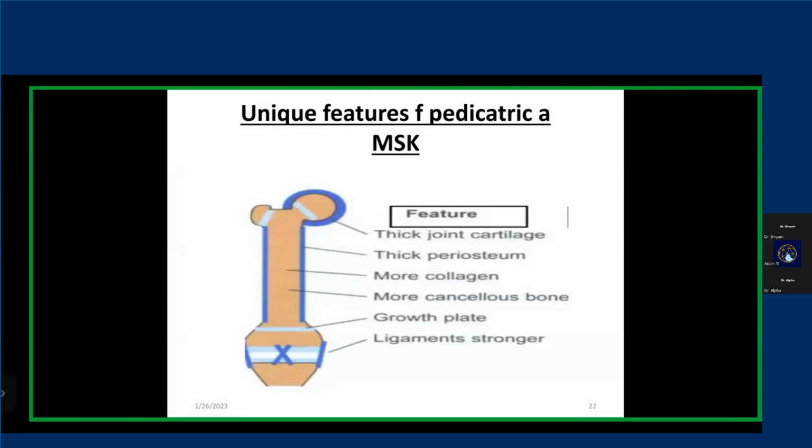The most common site of injuries is at the growth plates and the interface between the metaphysis and the growth plate, because it's a weak link. It's a kind of a site of change in density. So it's a common site of injury.